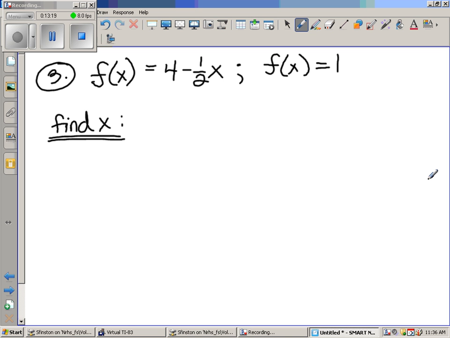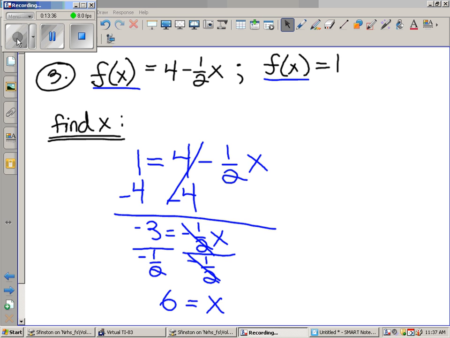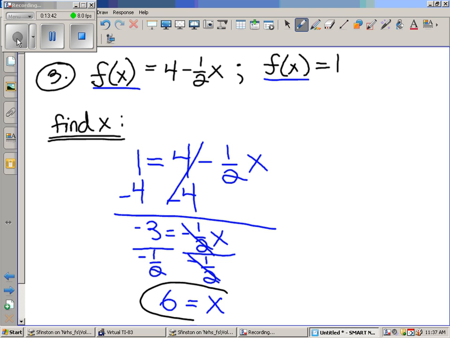We can use a property from geometry and sub it in. See, f of x equals this stuff. F of x equals 1. Therefore, 1 must equal 4 minus 1/2 x, and you just solve it away. So we were running out of time, so I showed solving the equation, and the final answer is that x equals 6. But we saw that in the calculator also, and an easy problem, piece of cake.